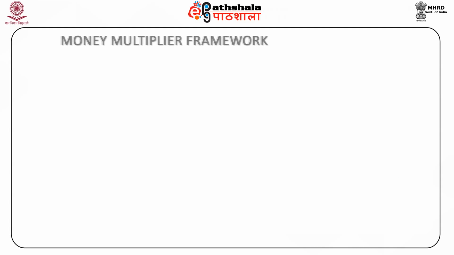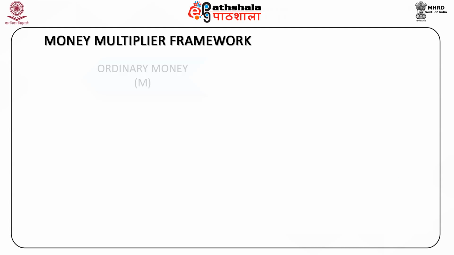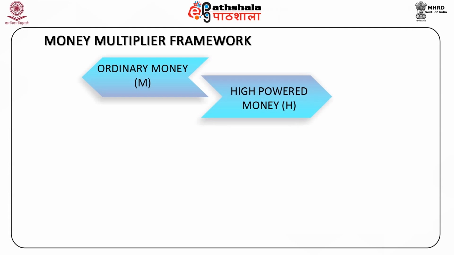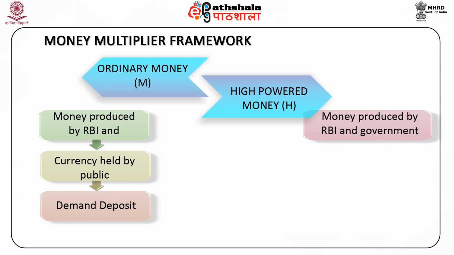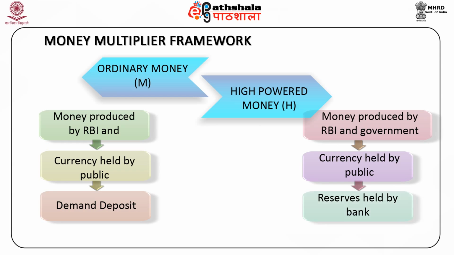The money multiplier framework postulates a relationship between money M and high-powered money H, where M is the sum of currency held by the public C and demand deposits DD, while high-powered money H is money produced by the RBI and government, and held by the public in the form of currency C and by the banks in the form of reserves R.